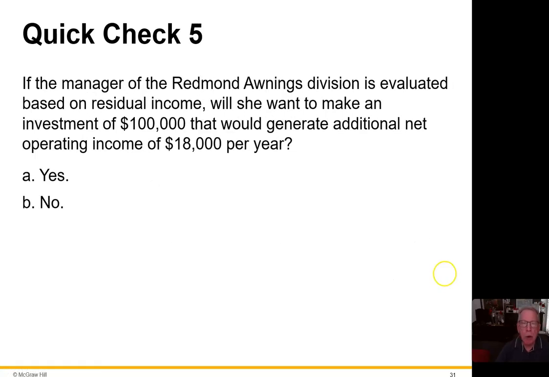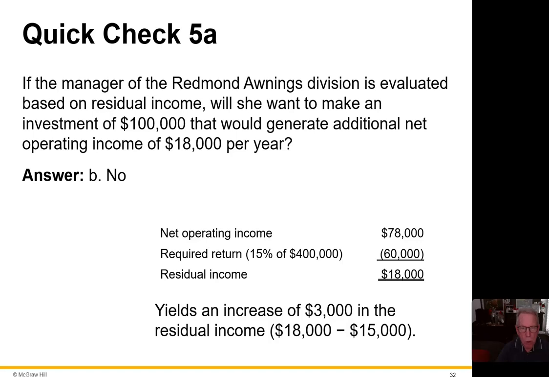Okay, if the manager of Redmond Awnings is evaluated based on residual income, will she want to make an investment of $100,000 that would generate additional net income of $18,000? And the answer is no, she would not, because the residual income is $18,000 here. But it does yield an increase in residual income. But would she want to do that? No.